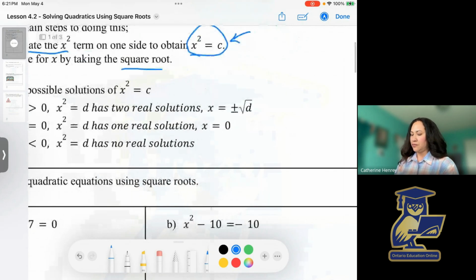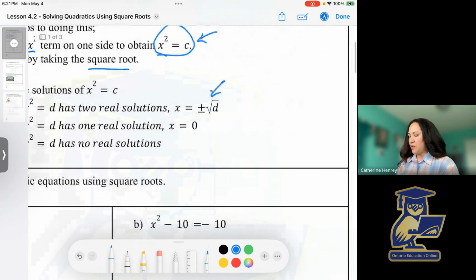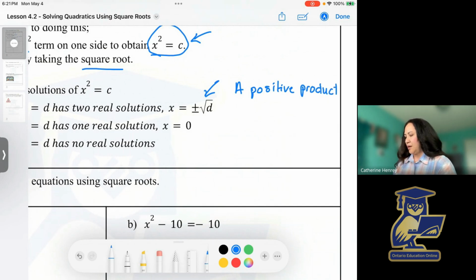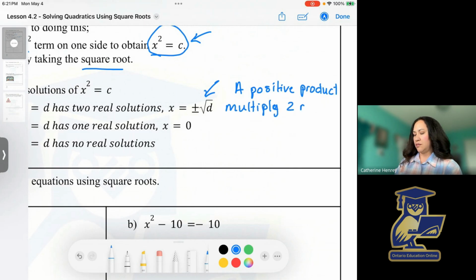Now, we might be looking at this, and what does this mean? Well, remember that a positive product can happen even if you multiply two negatives or two positives.